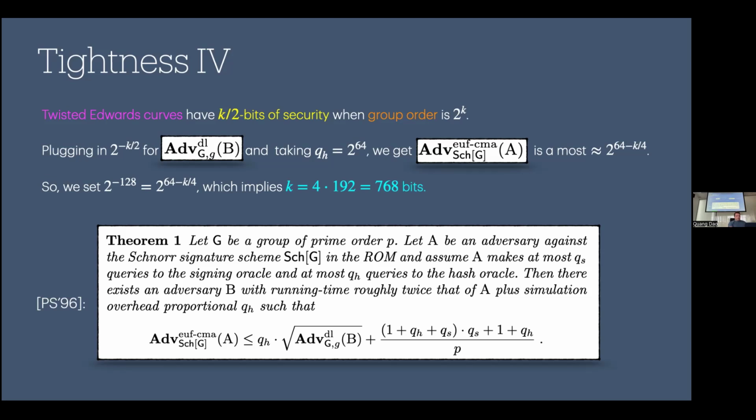What's this B and this A? A is the assumed adversary against Schnorr. So if you have an adversary A against Schnorr, there exists an adversary B against discrete log, such that this relationship between their advantages is true. Okay.